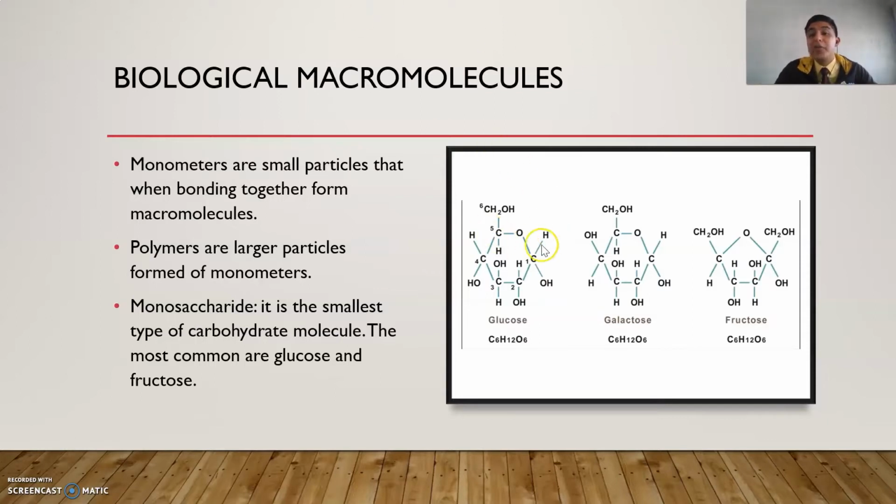Here we have 3 examples of monosaccharides. Notice something interesting here: all of them have the same amount of atoms, 6 atoms of carbon, 12 atoms of hydrogen, and 6 atoms of oxygen. But each one of them has a different name. The first one is glucose, then we have galactose, and fructose right here at the end.